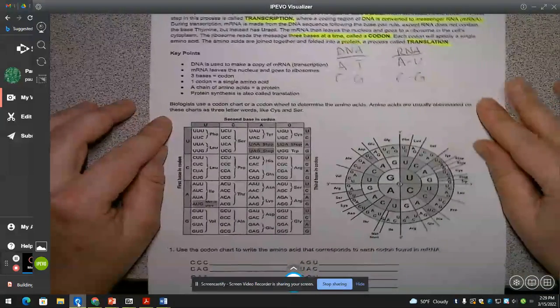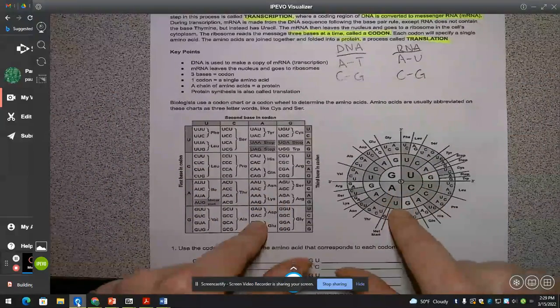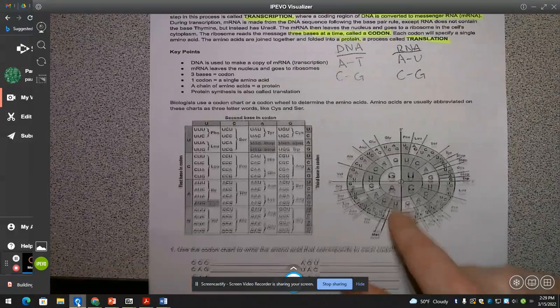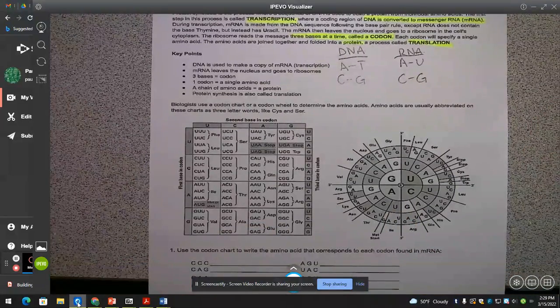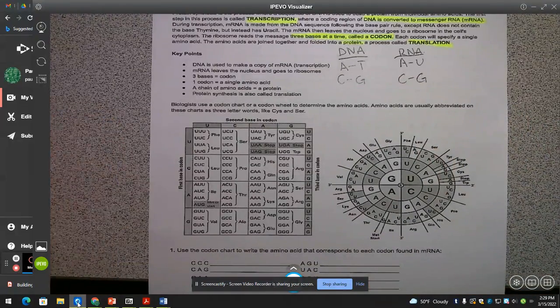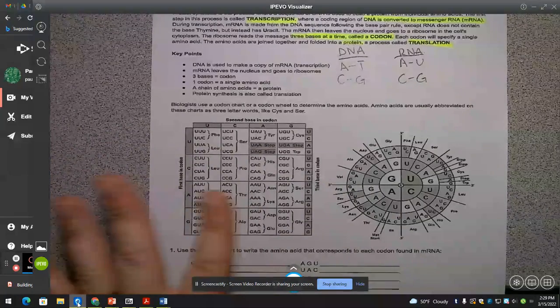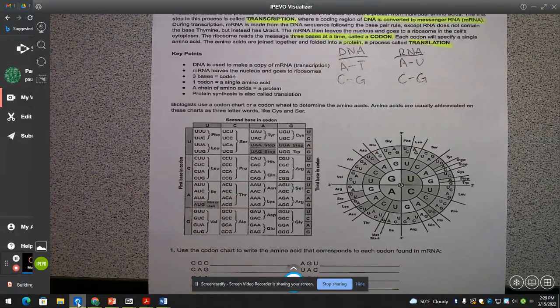So biologists use a codon chart or a codon wheel. Now, I'm going to teach you how to use both of these because you never know on a test, state test, ACT, test in normal class, which one you're going to use. So we'll go over both. Some people prefer the square one. Some people prefer the circle one. That's kind of a personal taste. But you never know which one you're going to see on a test, which is why it's important to be able to read both. Amino acids are usually abbreviated, and this is how we're going to keep it. We're going to use the abbreviations. And let's get to it.